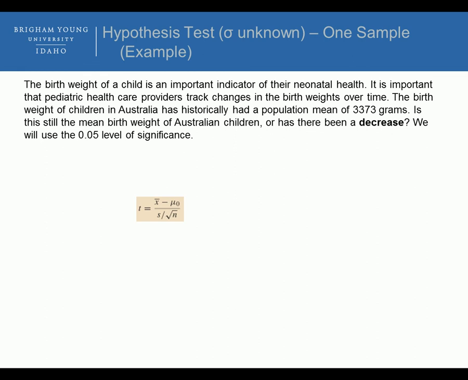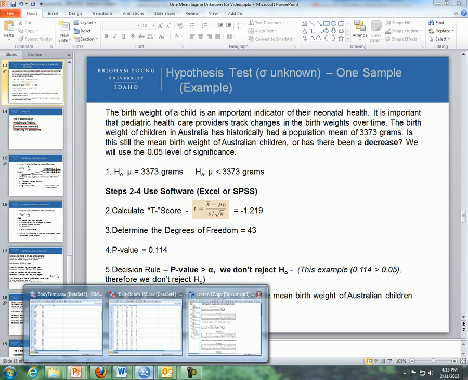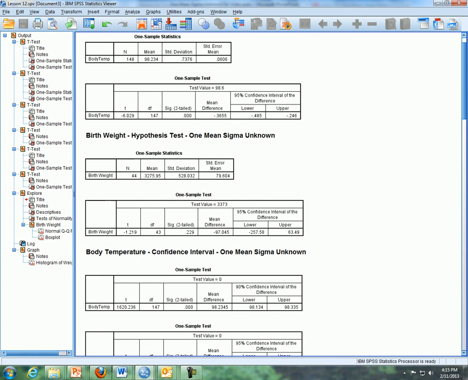So first of all, what are the null and alternative hypotheses? Well, the null hypothesis is that the mean is equal to 3,373 grams. And the alternative, since we're looking for a decrease, is that the mean is less than 3,373. Now this is a little different from what's in the textbook, but I decided to change it up so that you could see an example with a one-sided test. Then steps 2, 3, and 4 we would get from our output. So I'm just going to go to some of my SPSS output. This is similar to Excel.